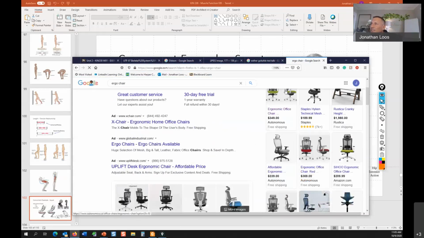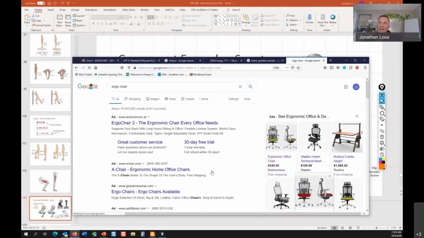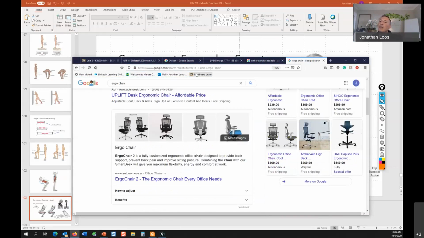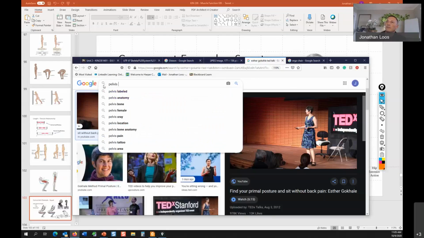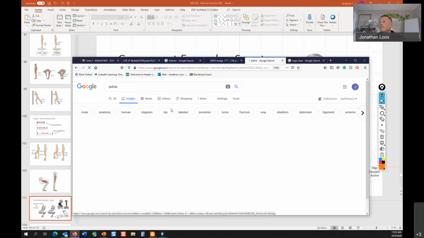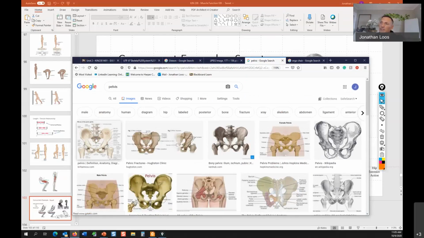What you'll see is it all emphasizes the lumbar spine, about maintaining that lumbar curve, everything. But that's actually not the case at all. And if you look at the spine, the pelvis is the foundation. Let's just do pelvis, which pops up here. I'll find an image. So you can see here that the pelvis is the base of the spine, and where the pelvis goes, the spine goes.